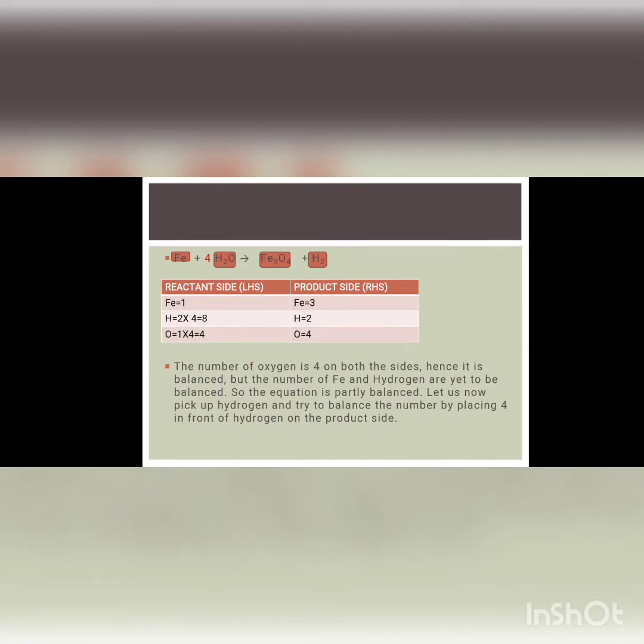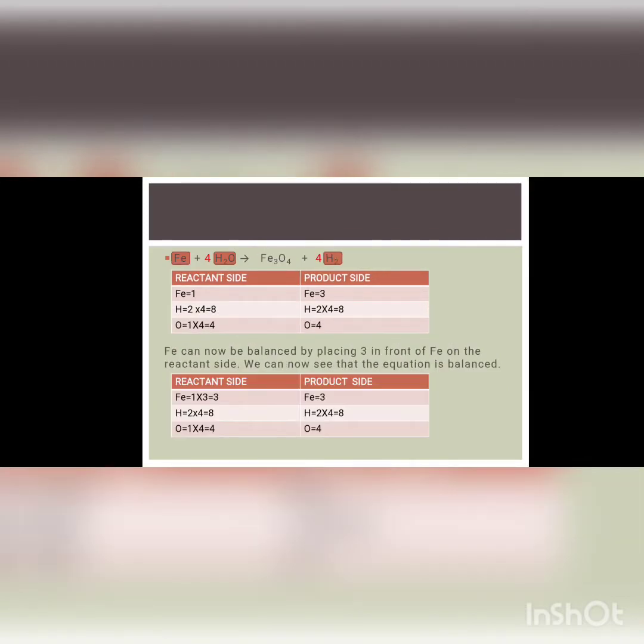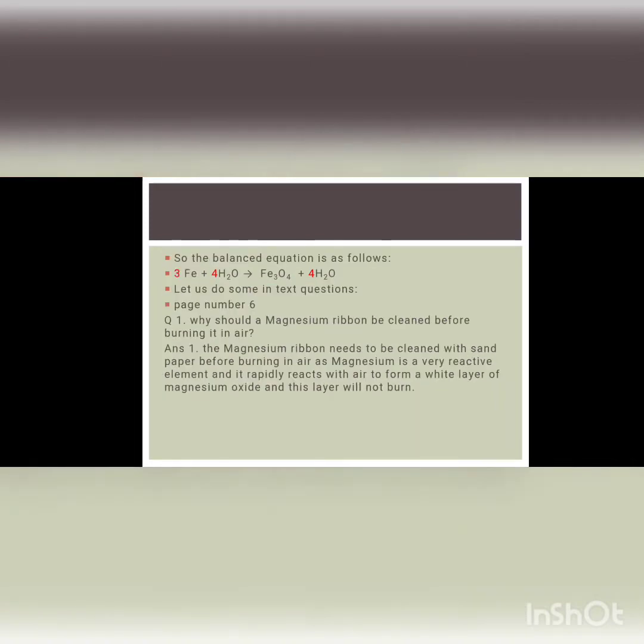For that, we will have to place a 4 in front of hydrogen, and now you can have 2 into 4, that is going to be 8. For balancing iron, we just need to place a 3 in front of Fe. And as we do this, we will find Fe will become equal on both the sides. Fe will be 3 on the reactant as well as product side. Hydrogen will be 8 on both the sides, and oxygen will also be 4. So the reaction is balanced.